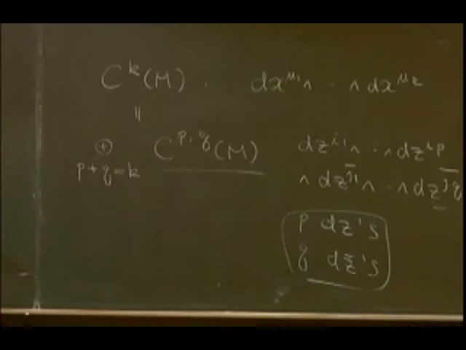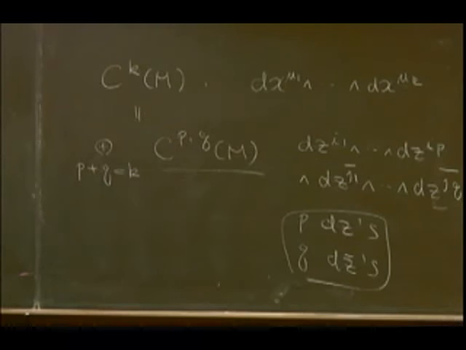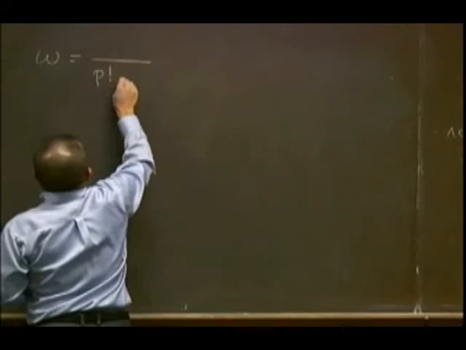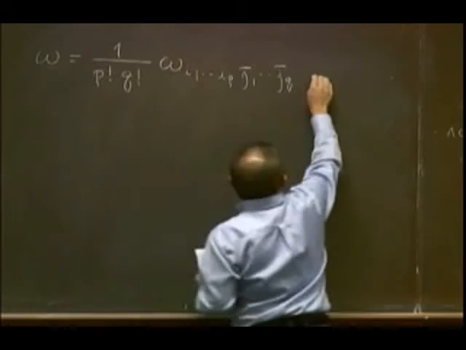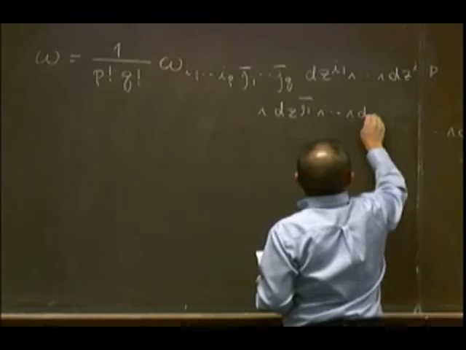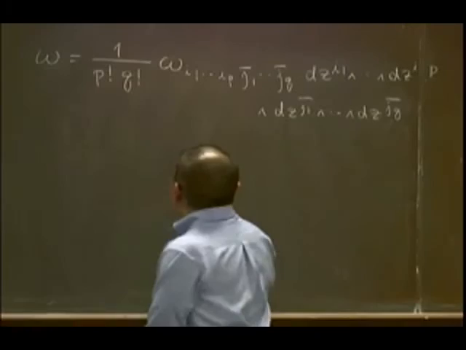So previously, we had these spaces of differential forms, C^0, C^1, C^2, all the way to C^n. But now we can have C^{p,q}. Okay, so those are called, not so creatively, (p,q)-forms. So we can have the space of (p,q)-forms. So omega is equal to 1 over p factorial q factorial, this is just a combinatorial number. Sorry, this is the (p,q) differential forms, (p,q)-forms.